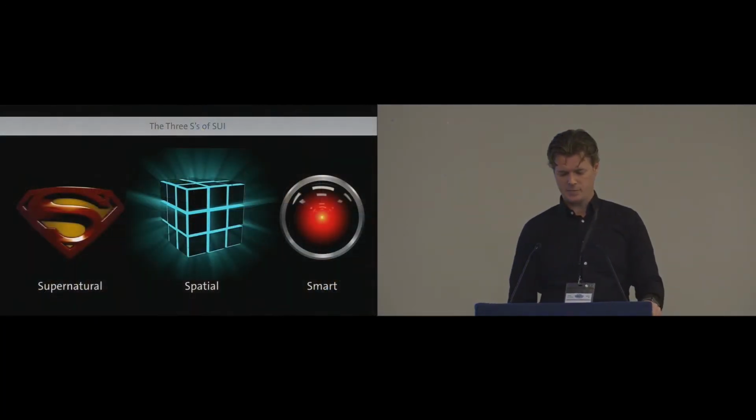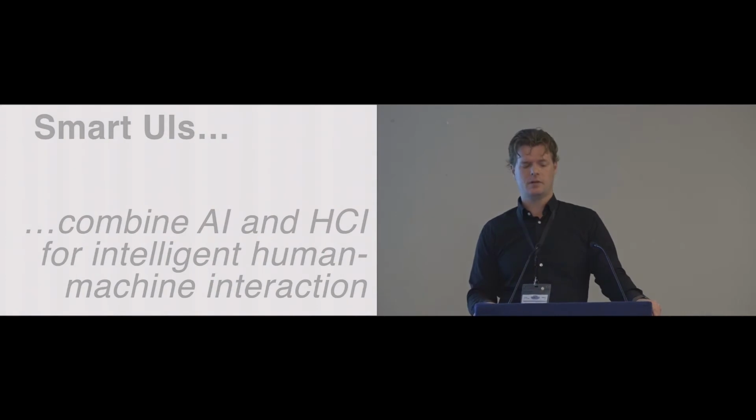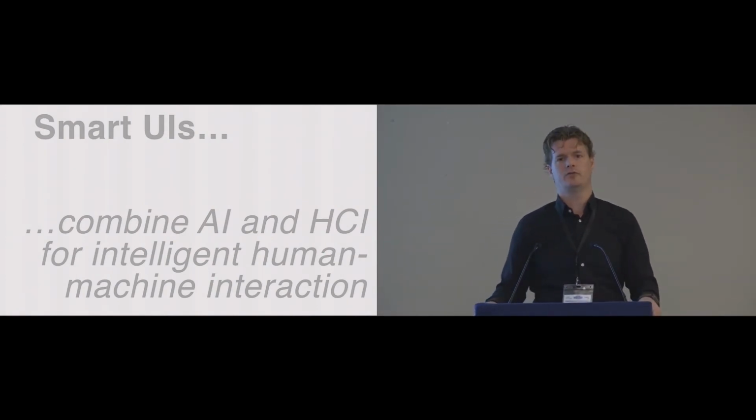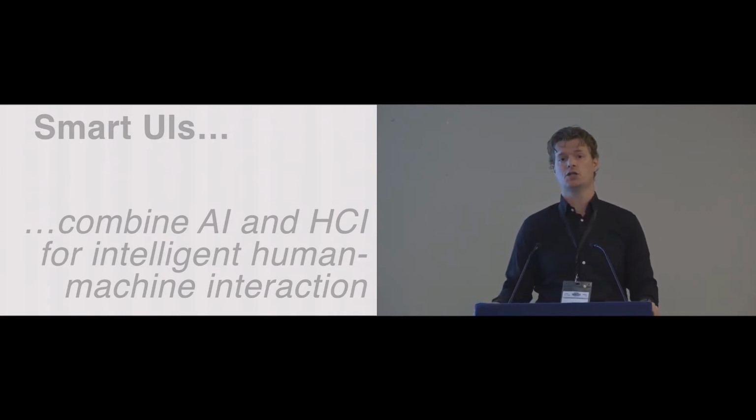So this brings us to the last aspect of the 3S of SUI, which is the smart part. The idea of smart user interfaces is that they combine some sort of artificial intelligence with HCI for intelligent human-machine interaction. And with all the current algorithms we have in the area of machine learning, it seems pretty reasonable that we will see more and more artificial intelligence in our user interfaces. We already observe that today, most dominantly in speech or language technology, in which machine learning has really led to a situation where we have a really good rate of speech understanding and recognition.